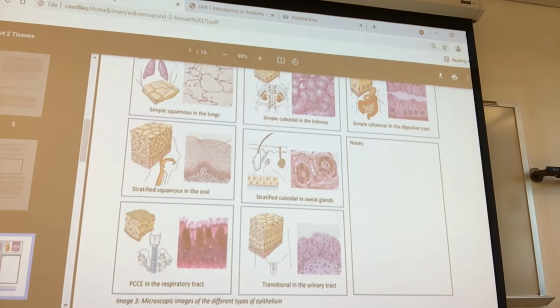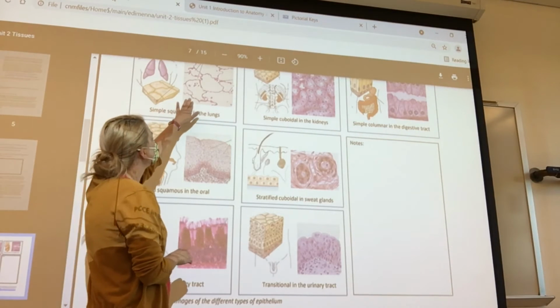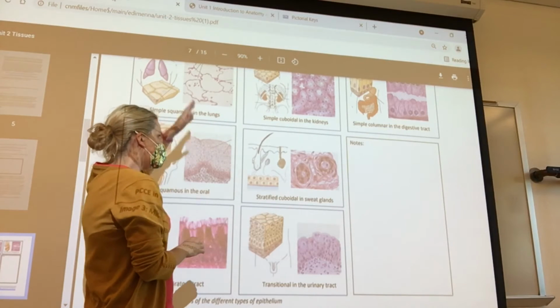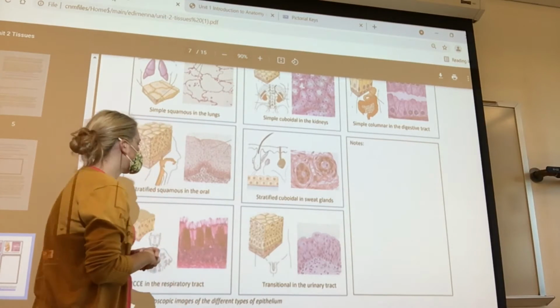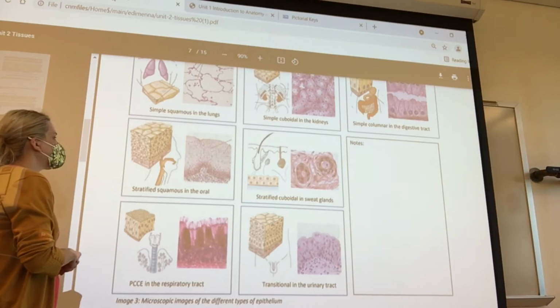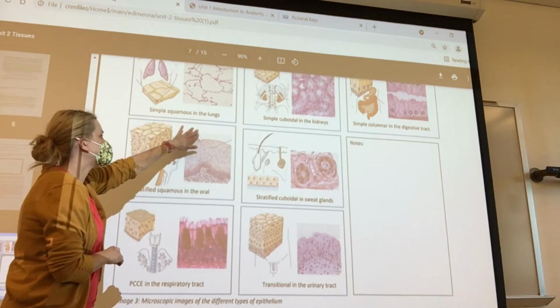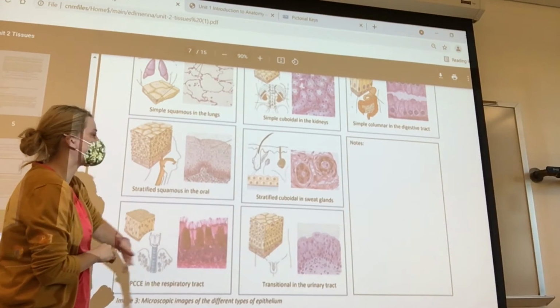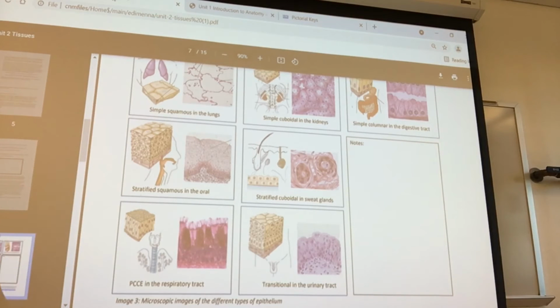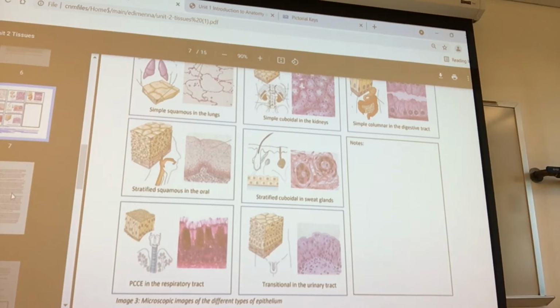Maybe there's going to be large spaces because it's in a single layer. Or maybe it's going to be relatively thick because this is a very thick stratified layer, right? Because it's on the outside of your skin. So you're going to be looking for those different things to differentiate it. And so you would take these and you can build a dichotomous key from that.